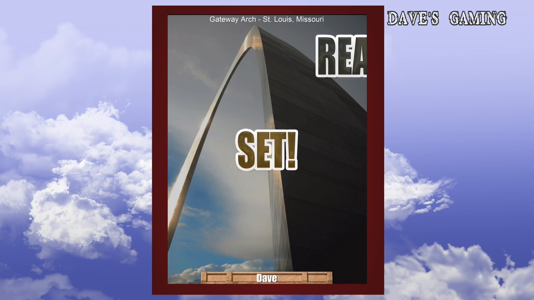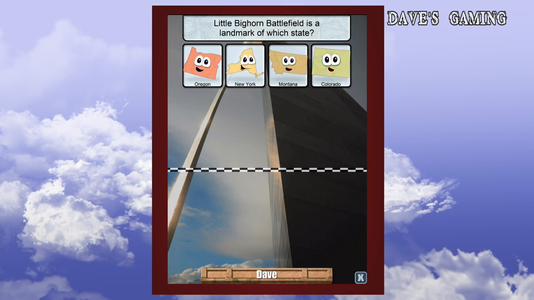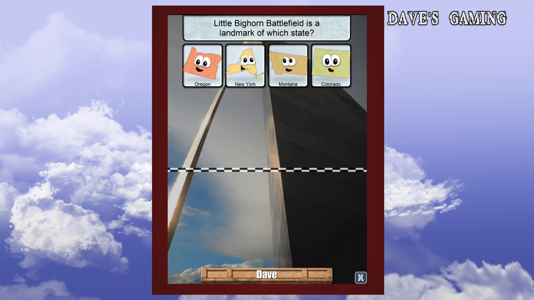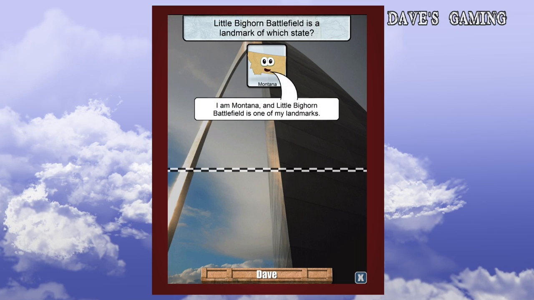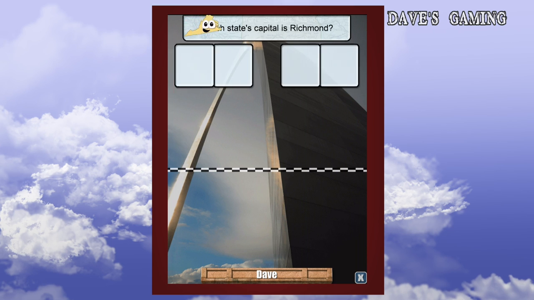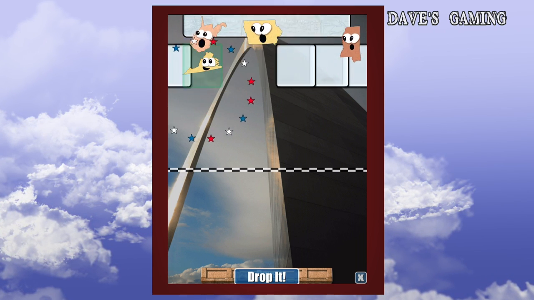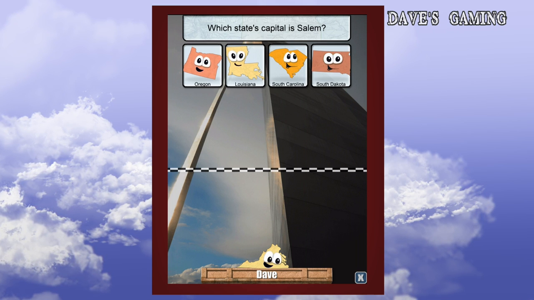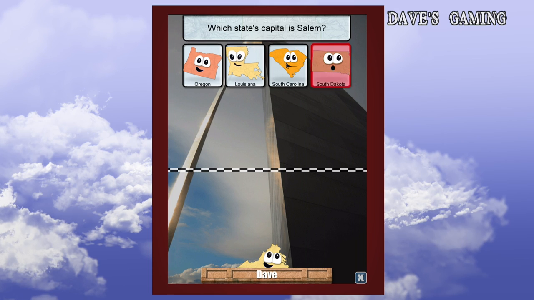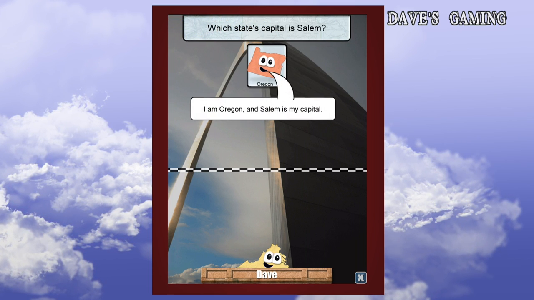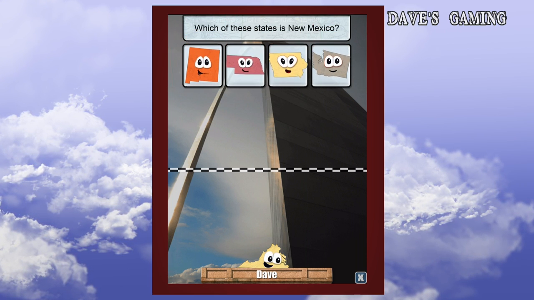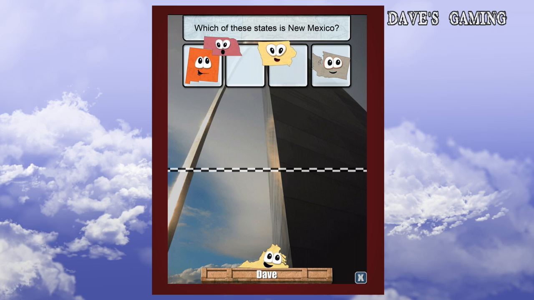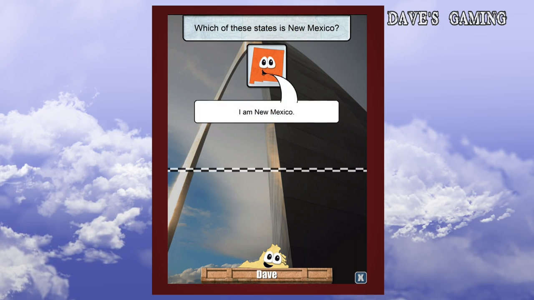Ready, set, go! Little Bighorn Battlefield is a landmark of which state? I don't remember. Oregon, Montana, or Colorado? Montana, of course. With state capital Richmond. Richmond, Virginia? Yes. Which state has capital Salem? Salem, South Carolina, I would say. Not South Dakota. Oregon? Oh, man, that was bad. Which of the states is New Mexico? First on the left. No. I was right, but I pressed the wrong state.